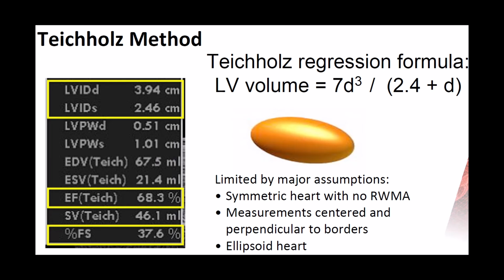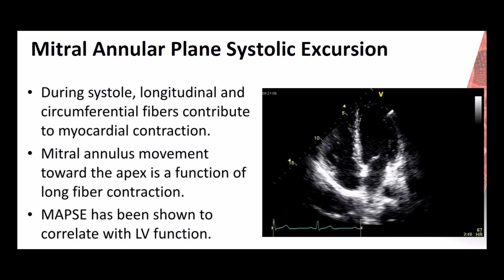Again, you don't need to calculate that. The machine will calculate it for you. There are some pitfalls to the fractional shortening method: it assumes that the heart has no regional wall motion abnormalities, assumes that the heart shape is ellipsoid, and that the measurements are centered and perpendicular to the wall. So now we talk about the MAPSE.